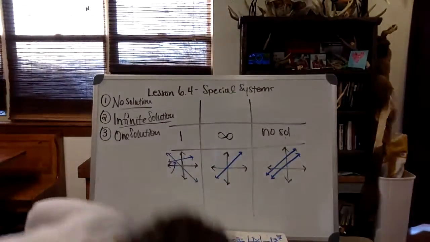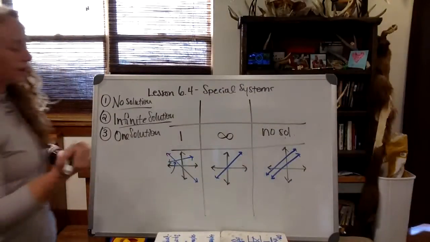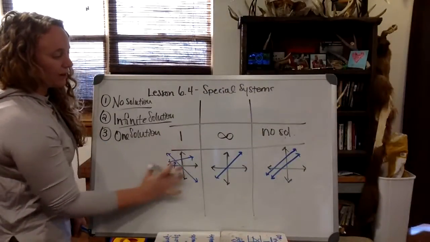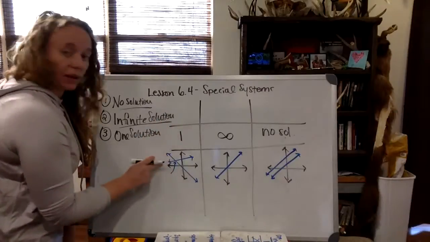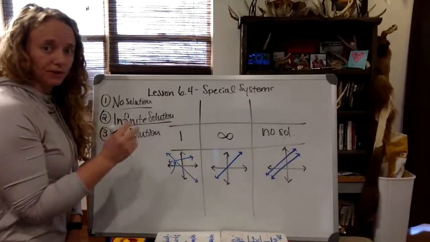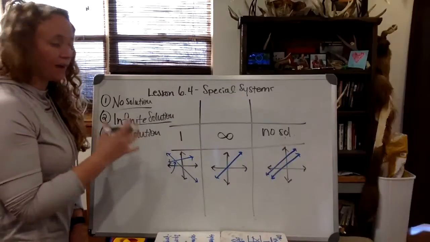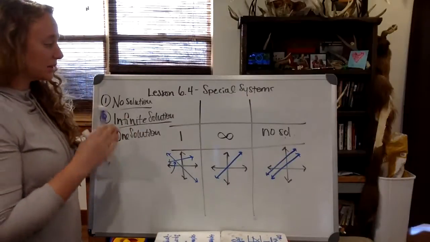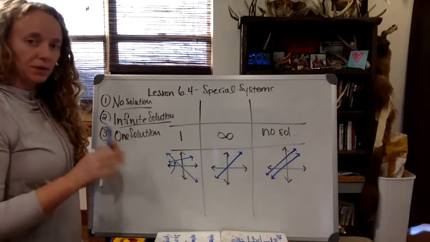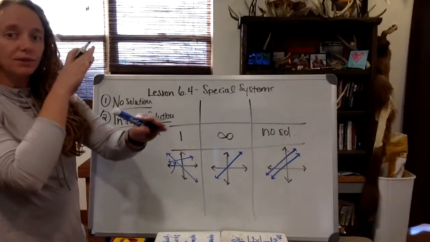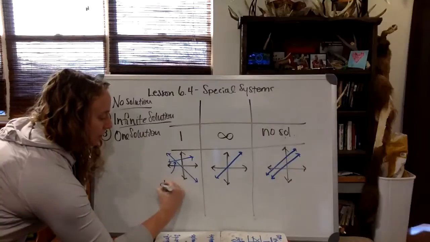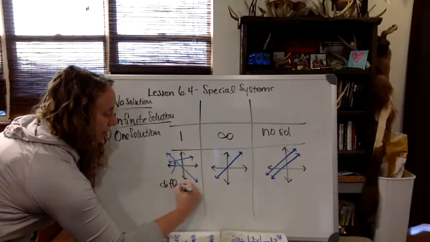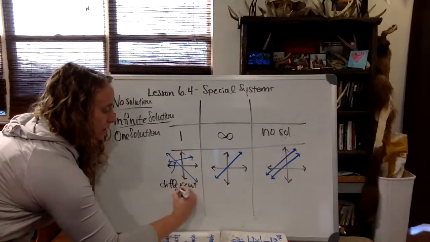So if we look at each one of these situations, for one solution, we essentially have lines that have two different slopes. That's all we need to be able to have an intersecting line. It doesn't matter what their y-intercepts are doing or anything like that. If we have two different slopes, they're going to eventually intersect, period. So these are lines with different slopes.